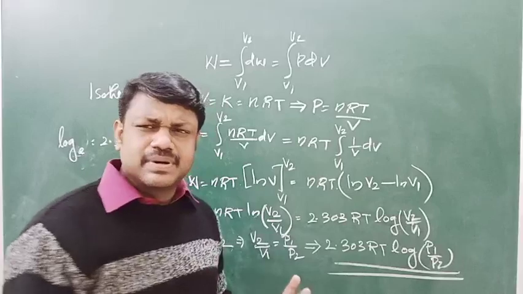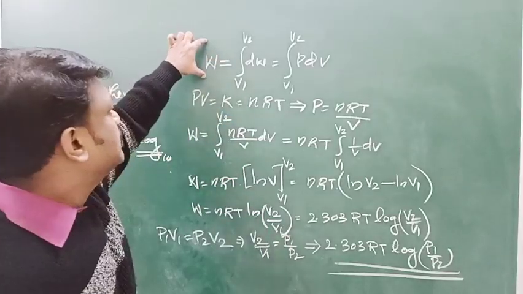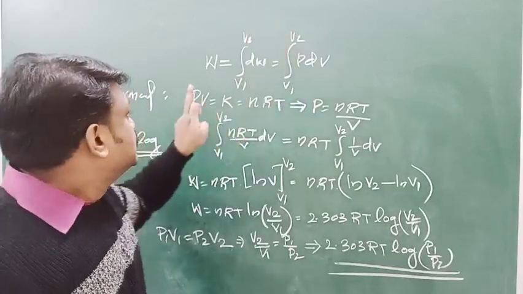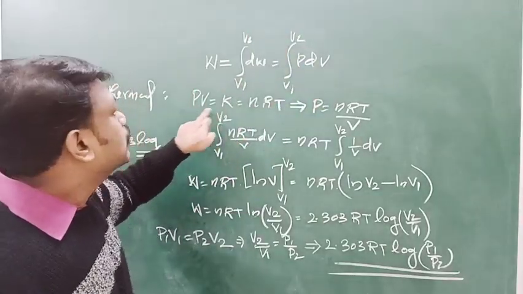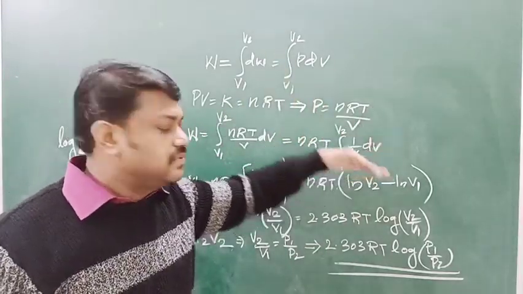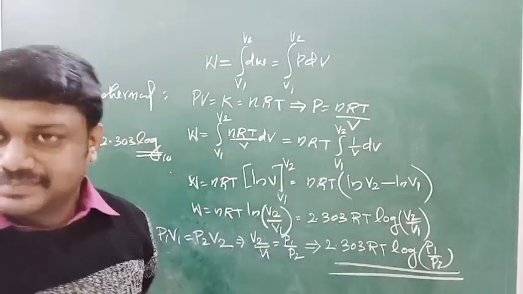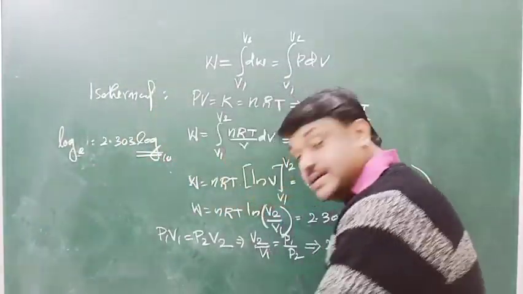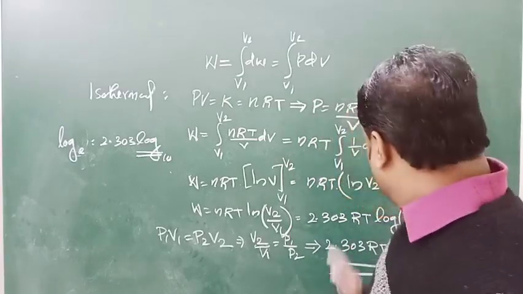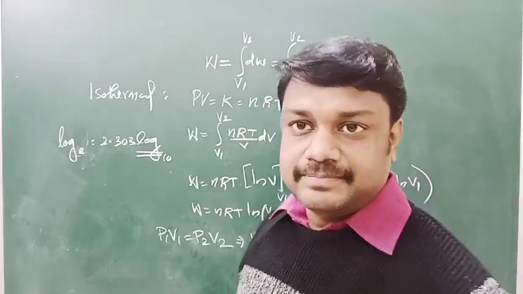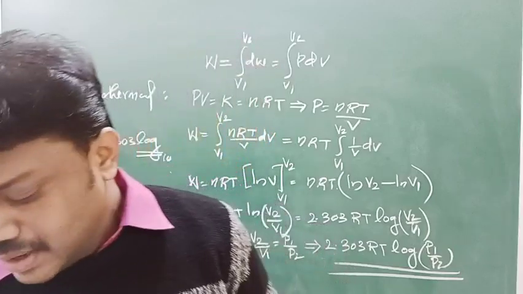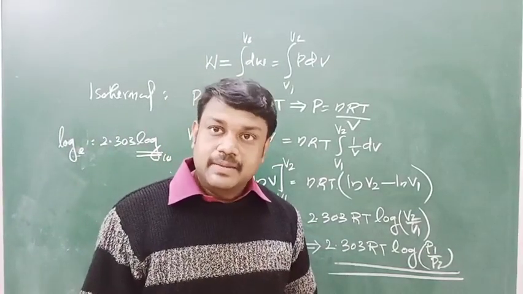Okay, so very simple. We have the general equation, the integral V1 to V2 of dW is the total work done, that is P dV. Then using the isothermal equation PV equal to K, that is PV is equal to nRT, P is replaced by nRT divided by V, and we just integrate. That's all. So finally we get W is equal to 2.303 nRT log P1 by P2 or V2 by V1. That is the work done in an isothermal process. Now we can go for work done in an adiabatic process.